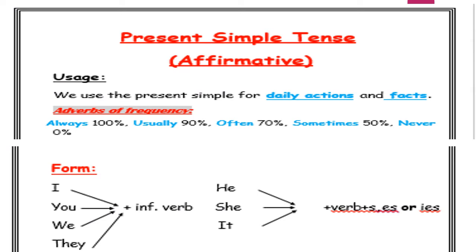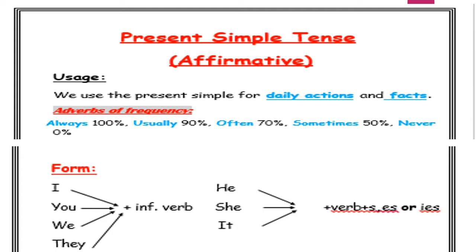The present simple tense in affirmative form. What is the usage of this tense? We use the present simple for daily actions and facts. Daily actions means things that I do every day. Facts are things that actually happen.